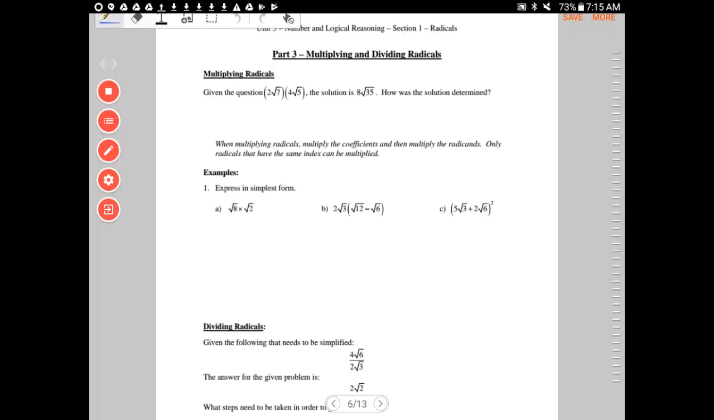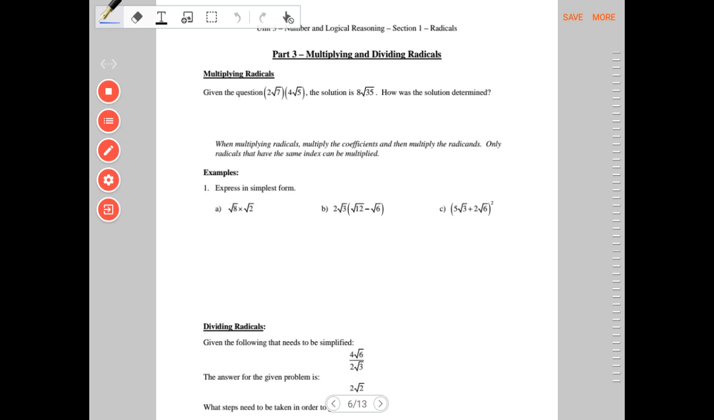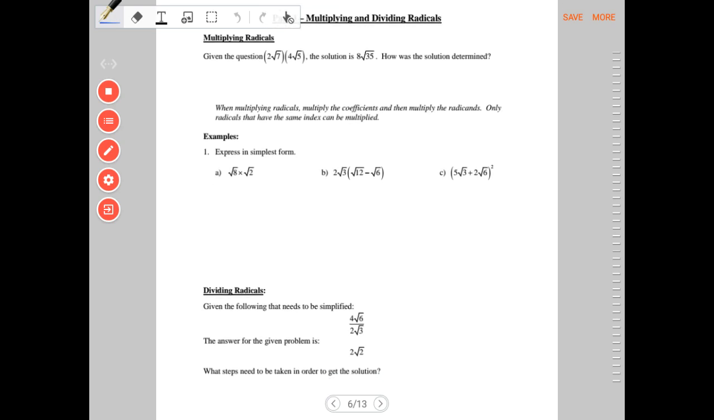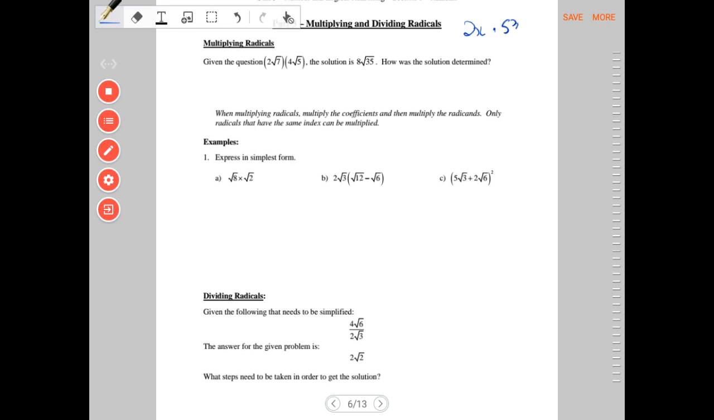Part 3. Multiplying and dividing radicals. We'll start with multiplying. Again, radicals are very similar to polynomials. When you multiply polynomials such as 2x and 5x, then you would just multiply coefficient by coefficient and variable by variable. So 2 times 5 would be 10, x times x is x squared.